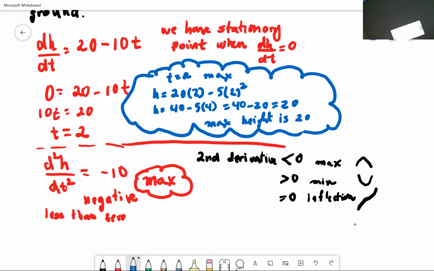And that's an application of the derivative, one of the simplest ones. Fair enough?